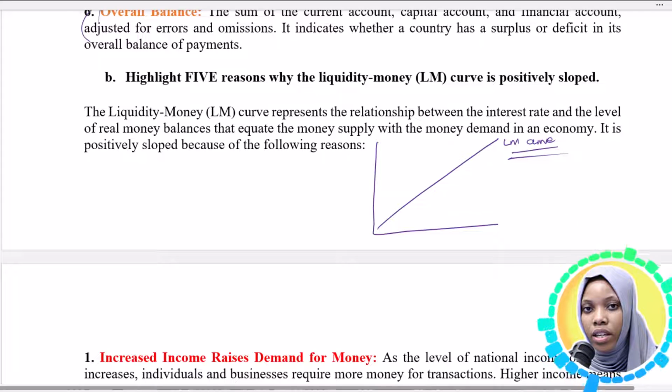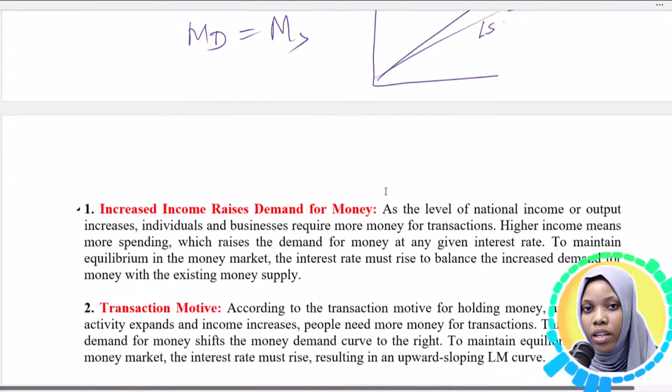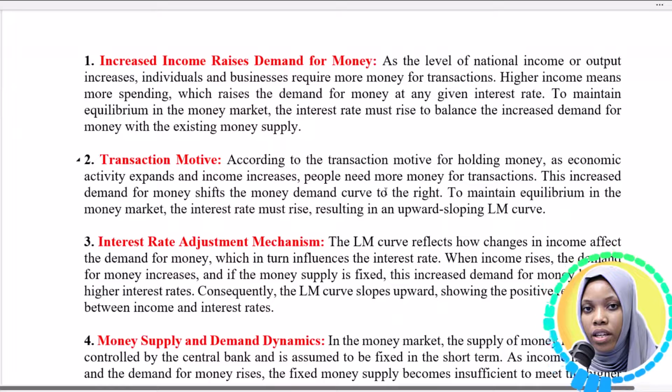Let's first define what the liquidity money curve is. It says the liquidity money curve represents the relationship between the interest rate and the level of real money balances that equate the money supply with the money demand in an economy. So under the LM curve, MD, money demand, equals money supply, and it is positively sloping. And why is that? Here are the reasons that I prepared.